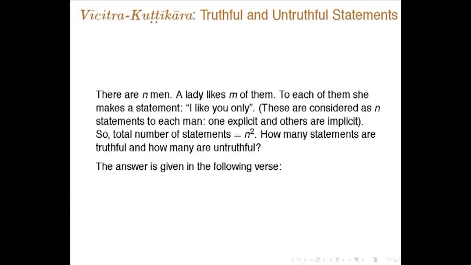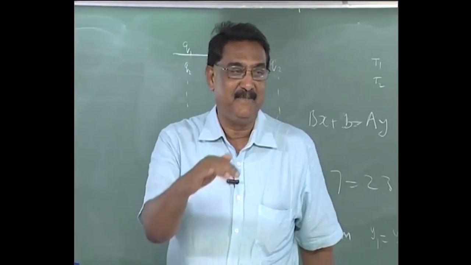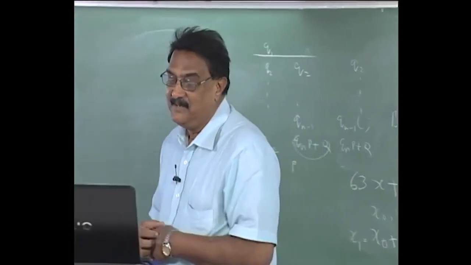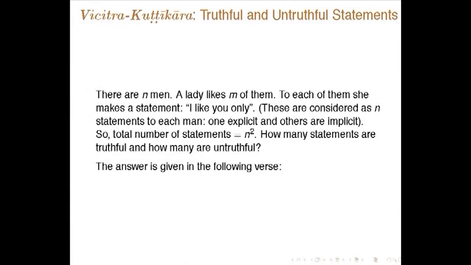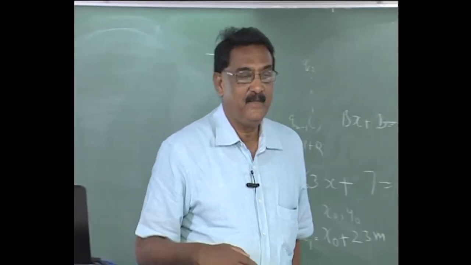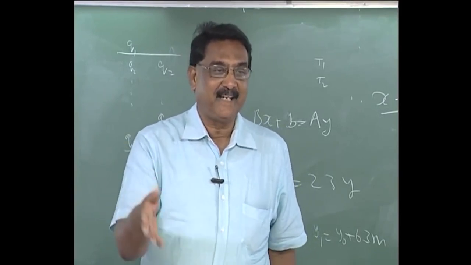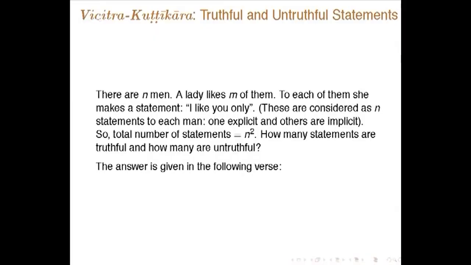So, there are n men, and a lady likes m of them. To each of them she makes a statement, "I like you only." That statement is considered as n statements. She is making one statement, but implicitly it is assumed that she is making n minus 1 more statements: I do not like that person, I do not like, and so on. Suppose she actually likes m of them, then how many truthful statements has she made and how many untruthful statements? The total number of statements is n squared, because to each of them she is making n statements: I like you, I do not like this. Of course, she might not say it, but it is implicit. Similarly, to the second person also she will say I like you and this. And what she actually likes is m of them. So, how do we solve this?